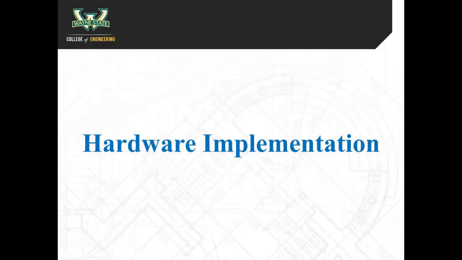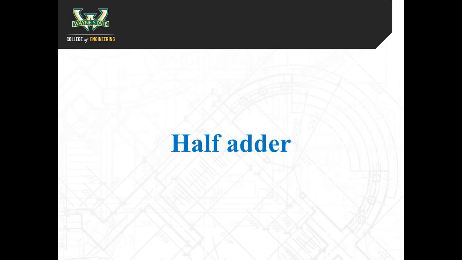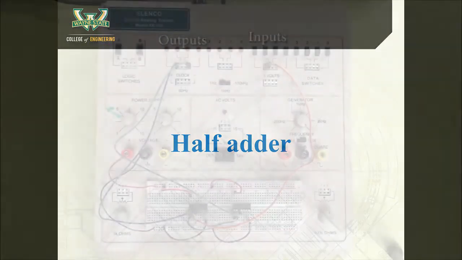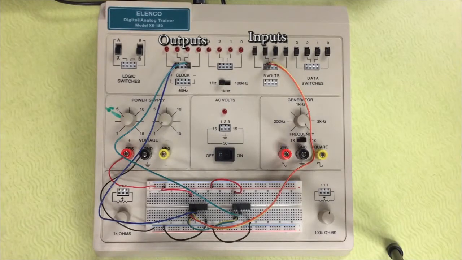Once you complete the simulation, you can do the hardware implementation. First, we are implementing the half adder. The 2 inputs are connected to the switches, and the outputs are connected to the indicators. Indicator 7 is connected to sum output, and indicator 4 is connected to carry.